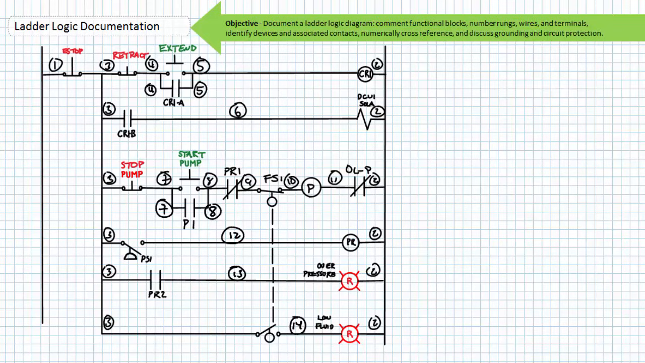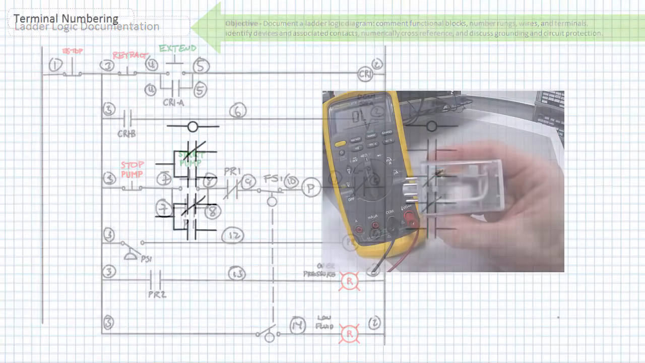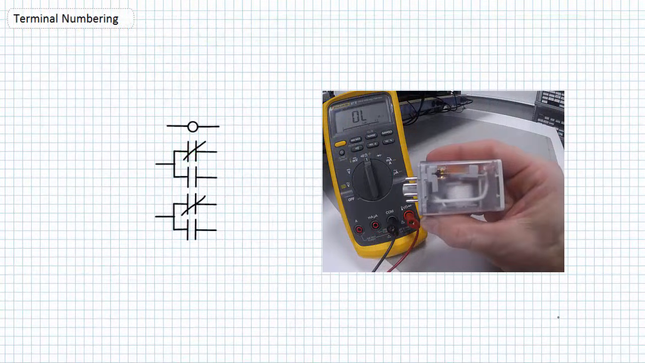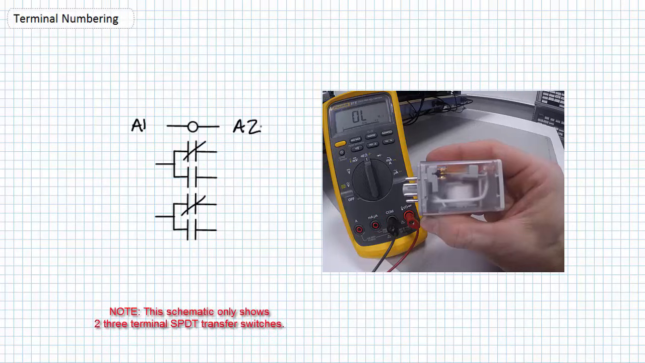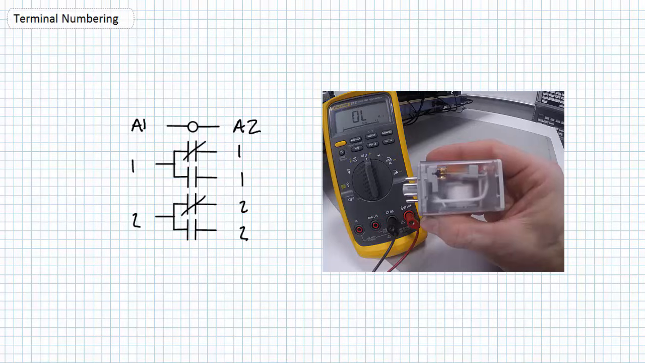Before we continue documenting this ladder logic diagram, we need to perform a brief review on terminal numbering. Recall that control relays and contactors are characterized by a coil and associated contacts that switch their activated state when the magnetically linked coil is energized by pilot voltage. An 11-pin ice cube relay is ordinarily characterized by the coil from terminals A1 to A2 and 3 single-pole double-throw transfer switches where the first digit identifies the particular switch and the second digit identifies its deactivated state.